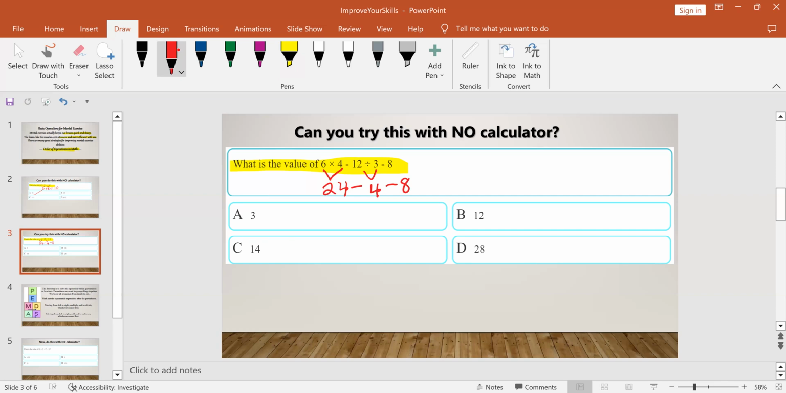And the 24 minus 4 is 20, minus 8. 20 minus 8 is 12. Therefore, the best choice here is 12. Okay, so doing this operation, you have to understand that there is an order we have to follow. Otherwise, you'll get the wrong answer.